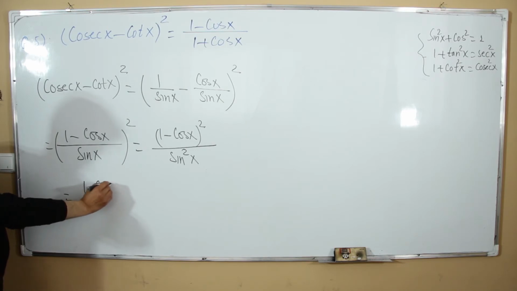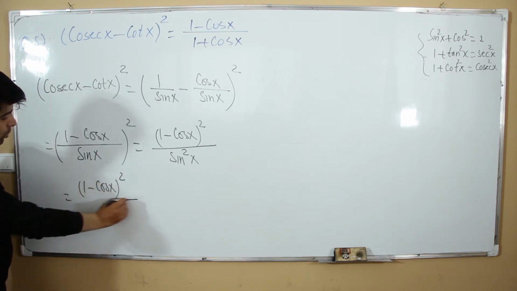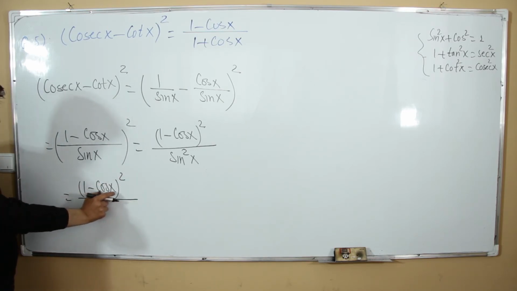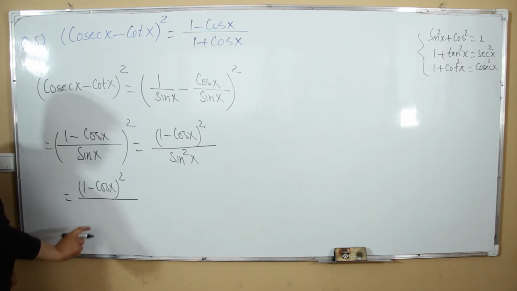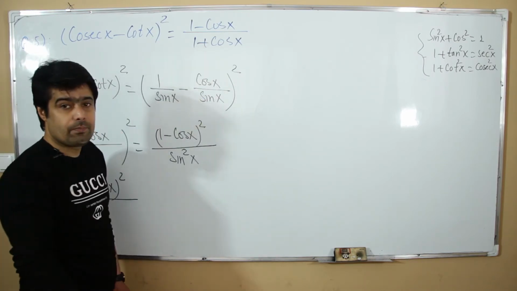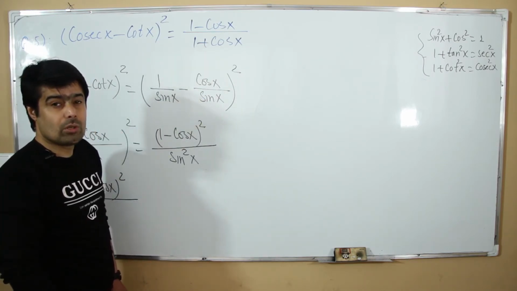Now it's simple. 1 minus cosine x whole square. Do not expand this one. Why? Because in expansion you will have a square minus 2ab. We will find 2, and in the answer we don't have any 2. Then do not expand it.